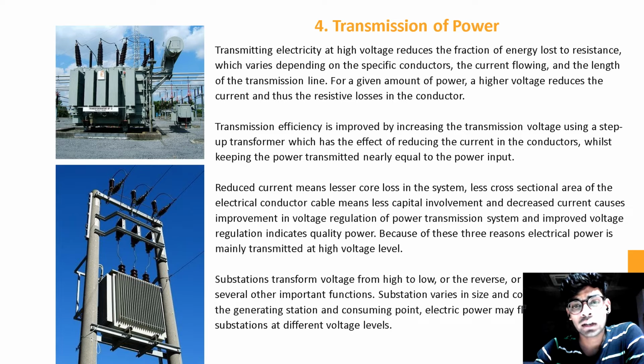Reduced current means lesser core loss in the system. Less cross-sectional area of the electrical conductor cable means less capital involvement, and decreased current causes improvement in voltage regulation of power transmission system. And improved voltage regulation indicates quality power. Because of these three reasons, electrical power is mainly transmitted at high voltage level.